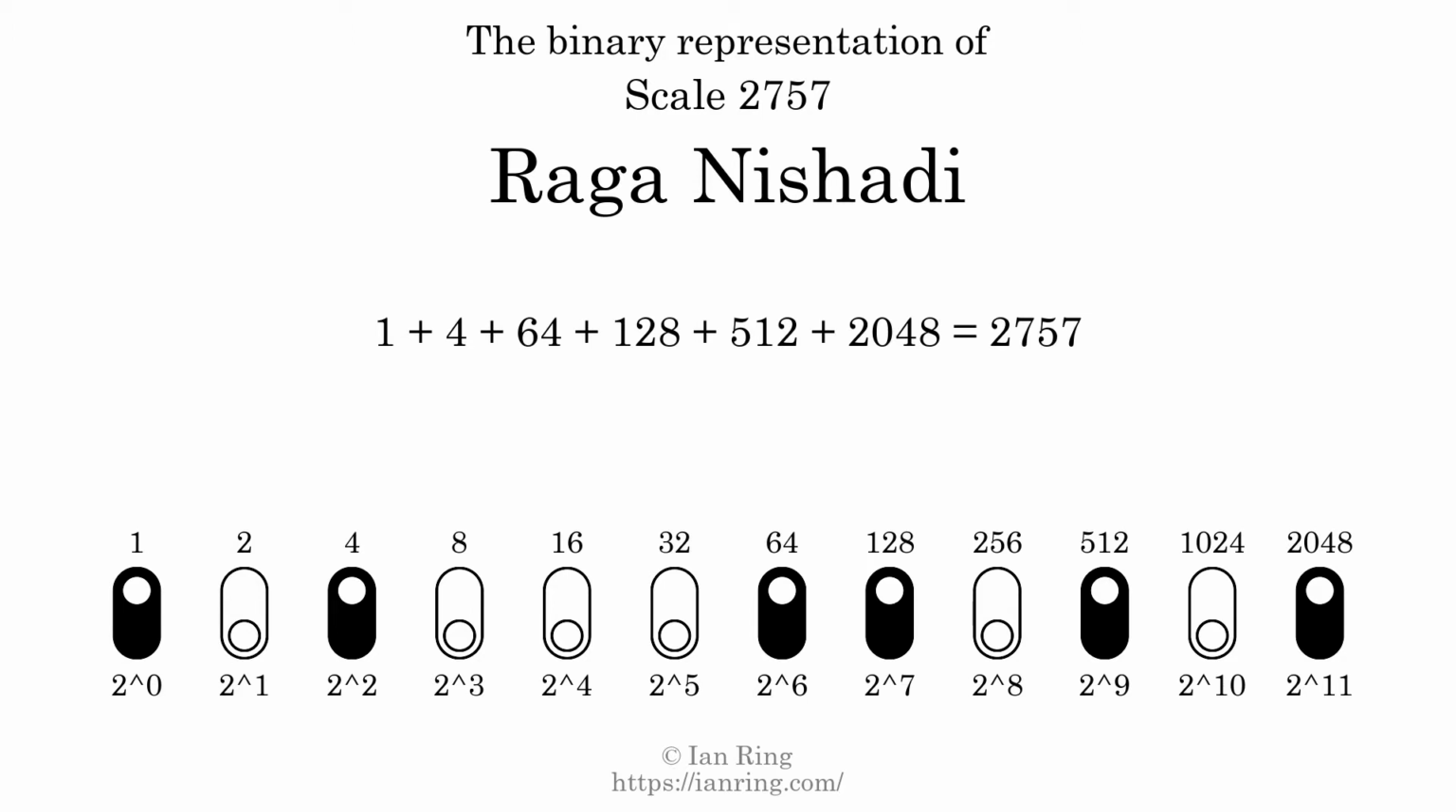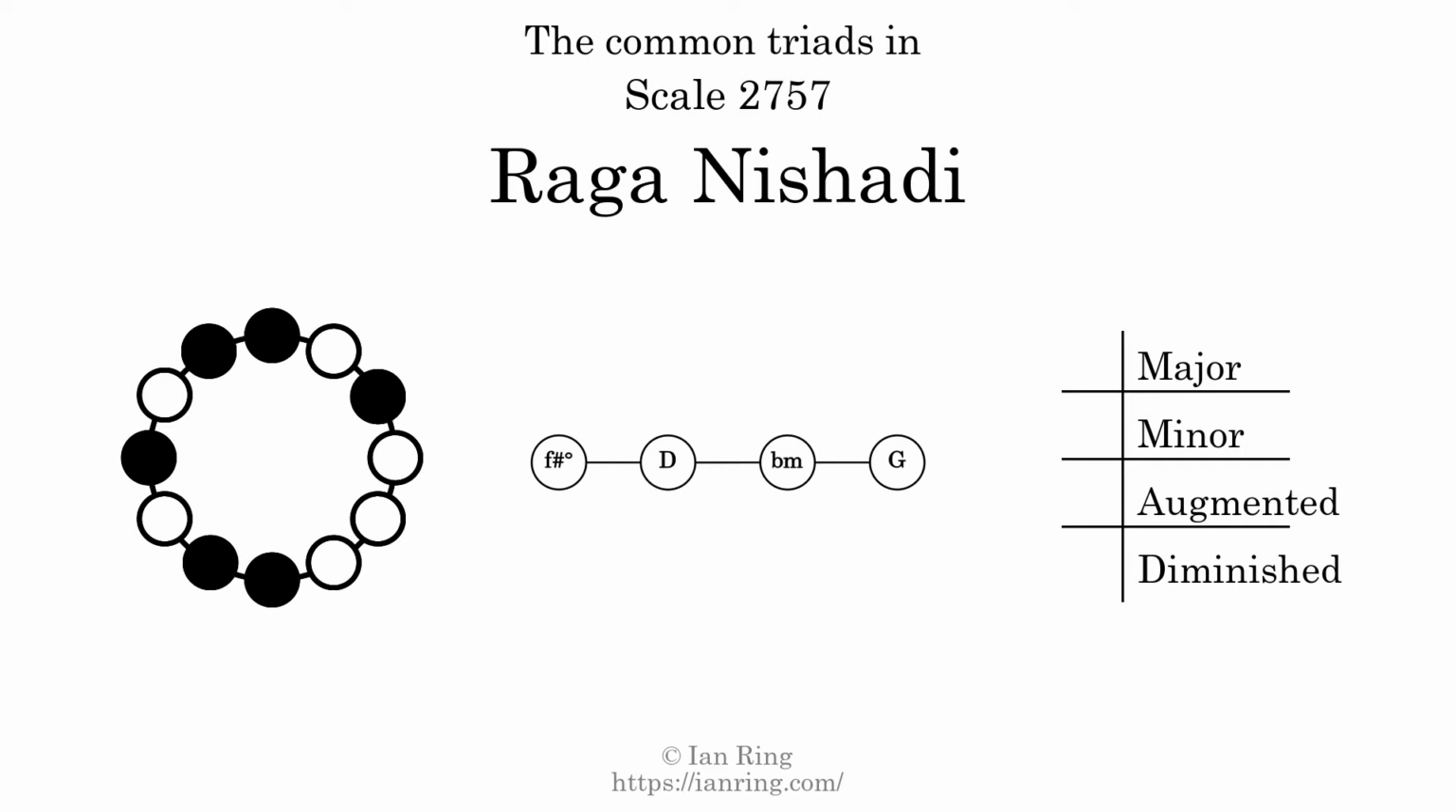2757. The scale number not only enumerates the scale with a unique index, but it also literally describes the tonal content of the scale. Represented as a binary number in base 2, the scale number is 101011000101. Here are the common triads present in this scale.